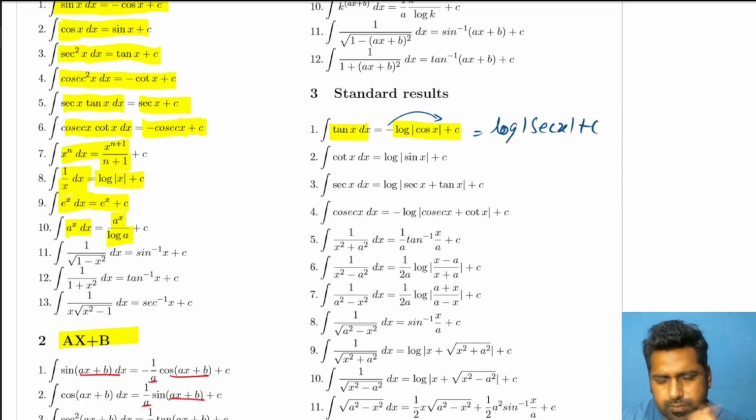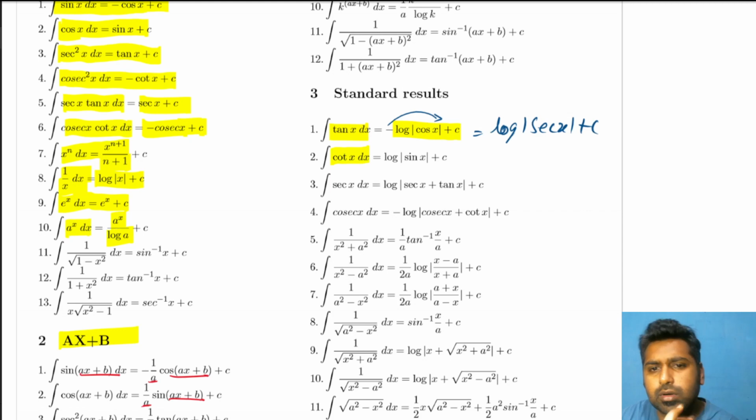Okay. Now standard results. Integration of tan is minus log cos x plus c. And sometimes it is also written as, if you take negative in the power of cos, that will become log mod sec x plus c also. Point is how this is coming. I'll show you. Okay. So these are the standard results upcoming. These all results are being derived from substitution.